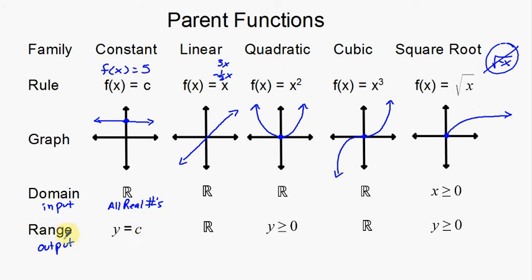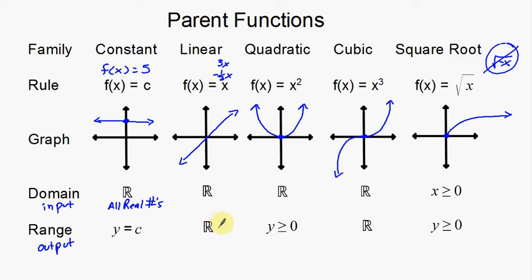Okay? Now my output, my range for my linear function, again, is going to be all real numbers. So whatever number I plug in, I can plug in whatever number I want to, and then I'll just get a real number out of it. I'm going to multiply, divide, add and subtract, but anything that I do, I'm still going to get a real number.